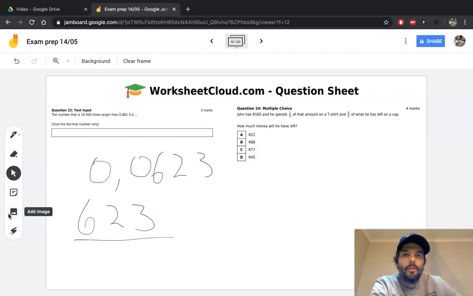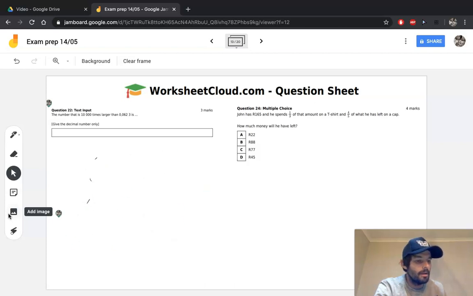In question 24, John has 165 Rand and he spends 1/3 of that amount on a t-shirt and 4/5 of what he has left on a cap. How much money does he have left over? Okay, so we need to do more than one thing here. It's for 4 marks. So the first thing I need to do is I need to know how much did he spend on the t-shirt. Okay, so the first thing I need to do is work out 1/3 of 165.